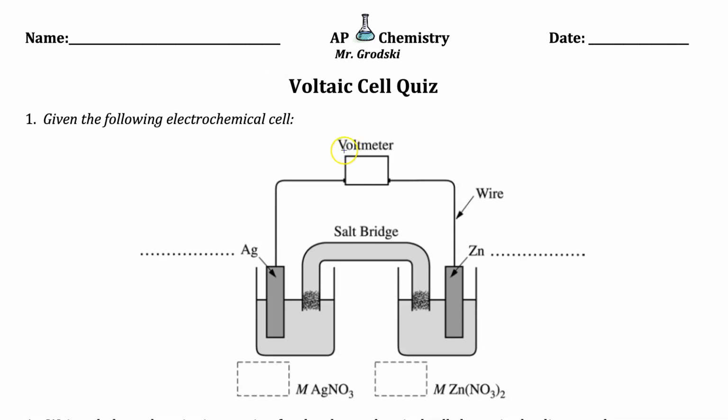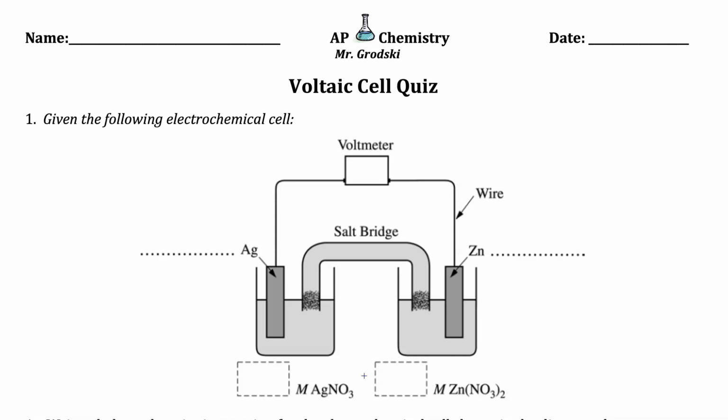So let's review the Voltaic cell quiz you took today. Given the following electrochemical cell, we have a voltmeter and this salt bridge, which is screaming to me a voltaic cell. I gave you the metals and I gave you the solutions. So what do we have to do here?